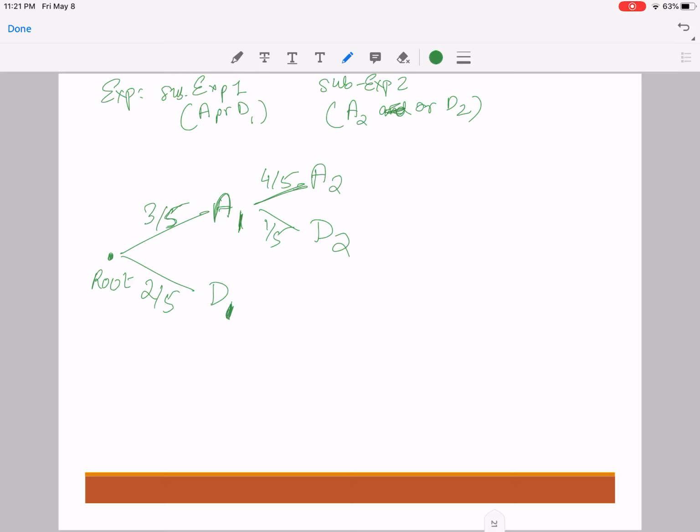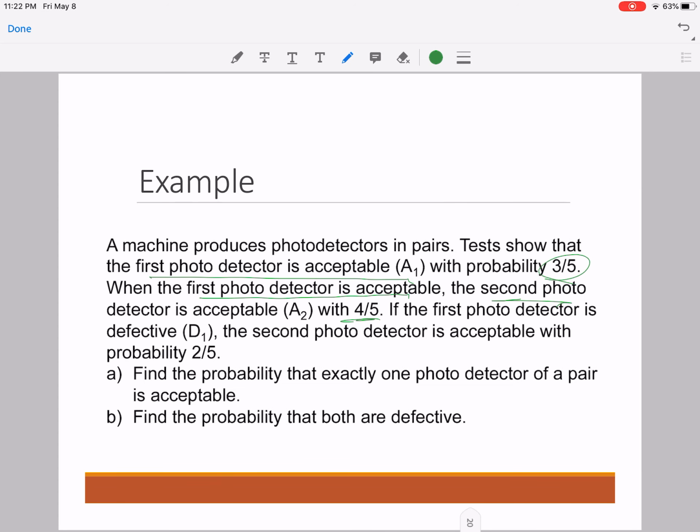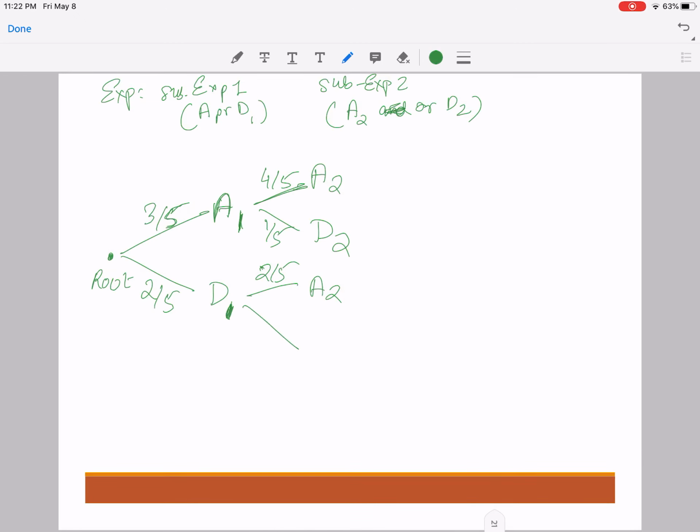However, if the first detector is defective, then the second one is going to be acceptable with probability 2/5. It's given to you in the problem statement. If the first detector is defective, the second is acceptable with probability 2/5. So that's that probability, which means that the second photodetector is going to be defective with probability 3/5, because D2 is the complement of A2. Okay, so that's my tree diagram and these are my leaves.